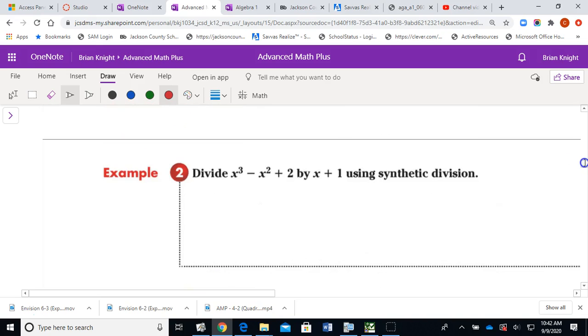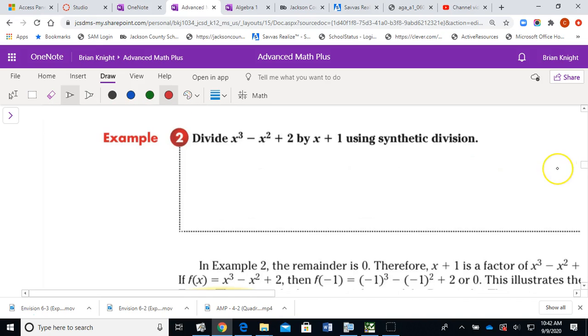To synthetically divide, rather than doing long division: what made long division so hard with these, besides it being long? Why was the long division with the binomials and the trinomials so much harder than long division back in third grade? There's x's, right? The variables made it complicated. Everybody agree with that? Okay. So what synthetic division does is it takes the complication out. It takes all the letters away, and you can focus on just the numbers.